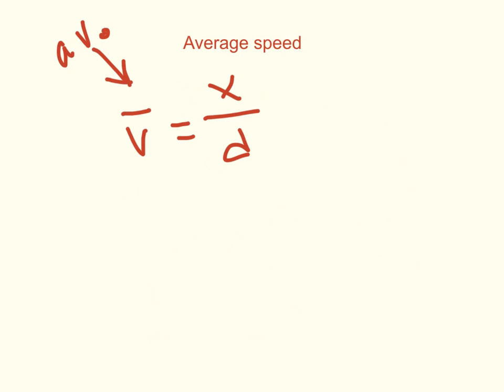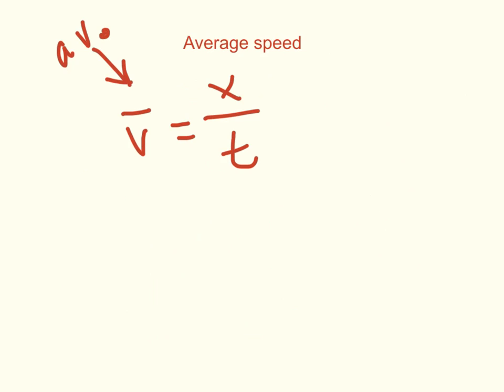So average speed. Now, for speed, we're going to use v. Why v? Because that's what they used for years. Average speed is nothing, and we're going to use a bar for average. Now, we may not always draw that, but we use that bar for average. Average speed is nothing more than distance divided by t. That's not a t.